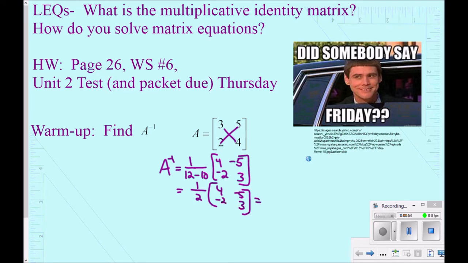And when I do that, 4 times 1/2 is 2. -5 times 1/2 is -5/2. -2 times 1/2 is -1, and 3 times 1/2 is 3/2. That is A inverse.